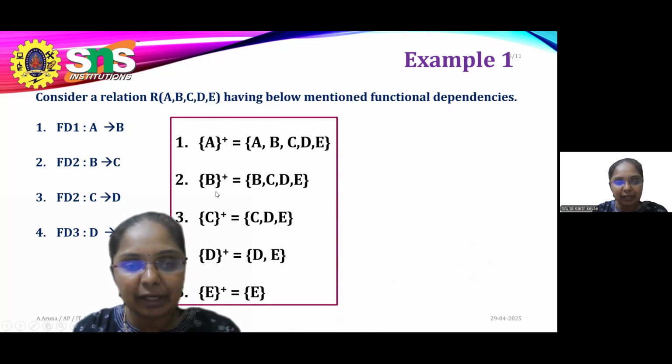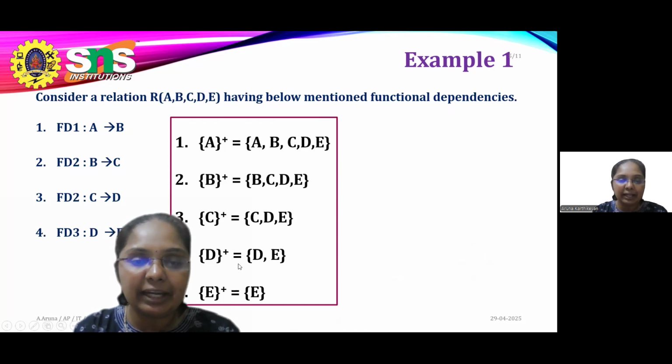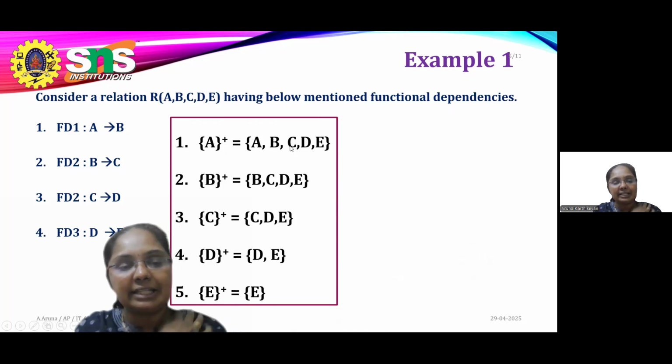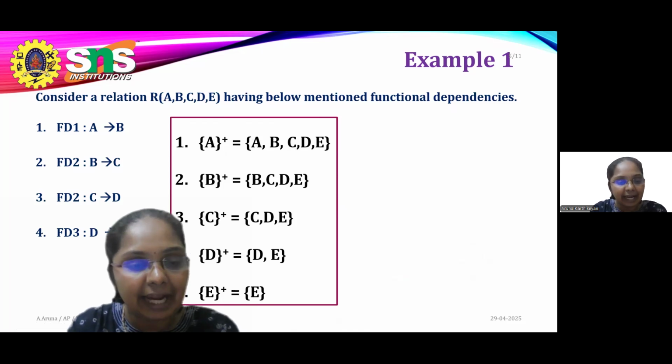Similarly, consider B closure. Through that I couldn't identify A, so this is not a super key. Similarly, for C closure, I couldn't identify A and B, so this is also not a super key. D closure and E closure, similarly, we couldn't identify all the other attributes. So any combination containing A closure can definitely be called a super key, and A itself can be called a candidate key as well.